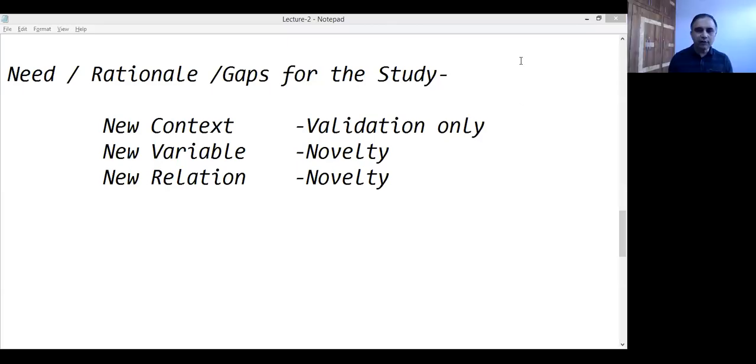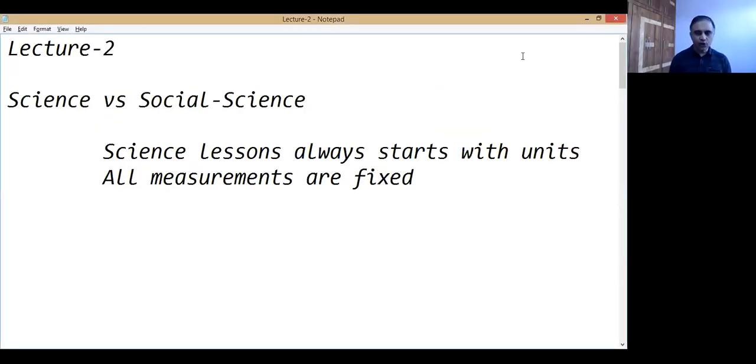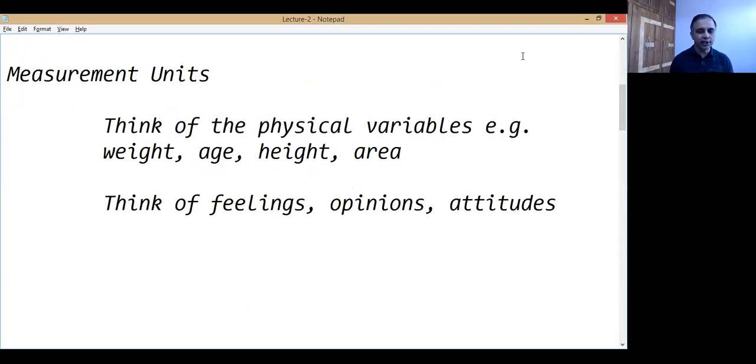So let me just conclude today's session with a quick revision of what I have discussed so far. We started with science versus social science. In science, there are fixed things, measurements are done. In social science, it's not so. In the physical world, we have weight, age, height, area, etc. But in social science, we have largely feelings, opinions, attitudes, etc. But we do have sales and finance figures, that's also there. But largely, social science means feelings, opinions, attitudes.